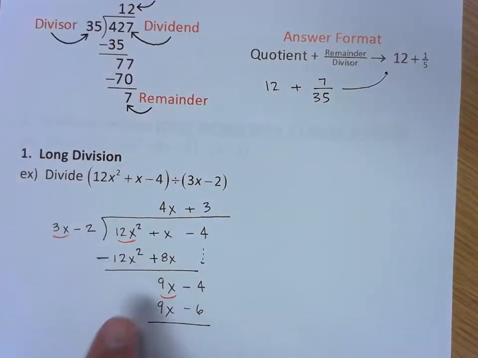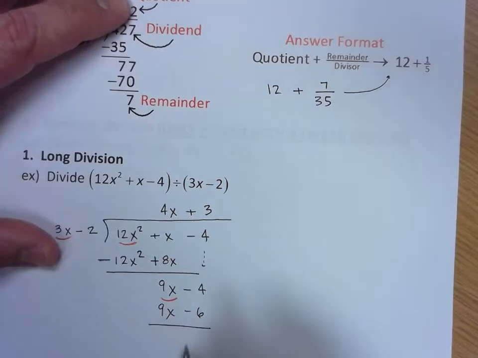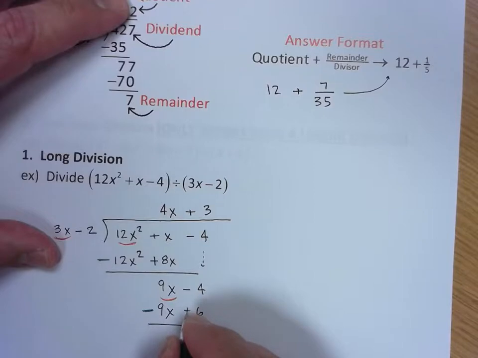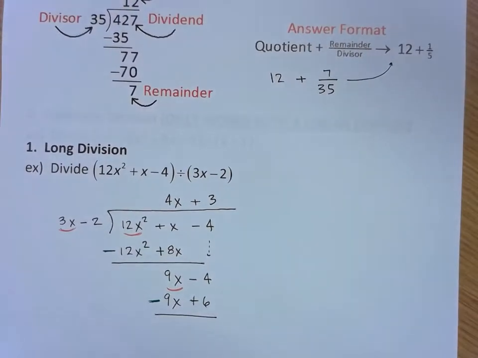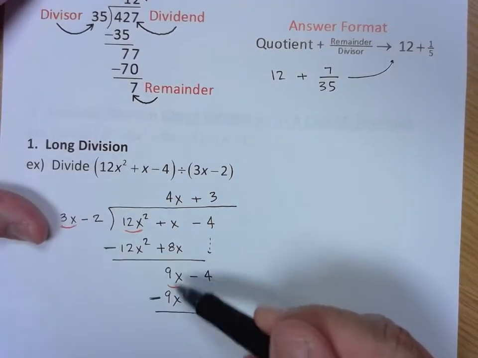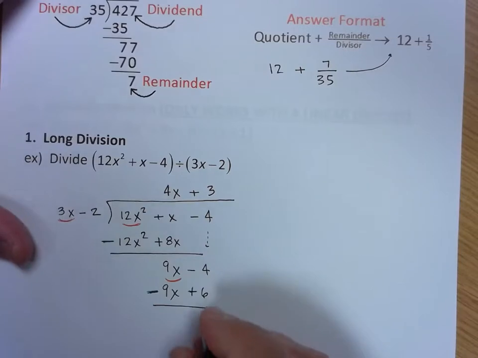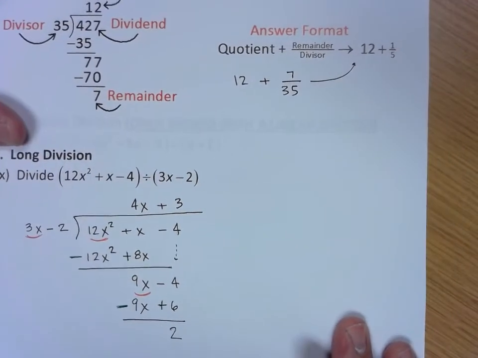I want to subtract these from the ones up above them, so make a sign change all the way across. Negative 9x and then positive 6x, or positive 6. So I've already accommodated my sign changes. These should cross out to 0 like they always do. Negative 4 and positive 6 makes positive 2. So now I'm ready to format my answer.